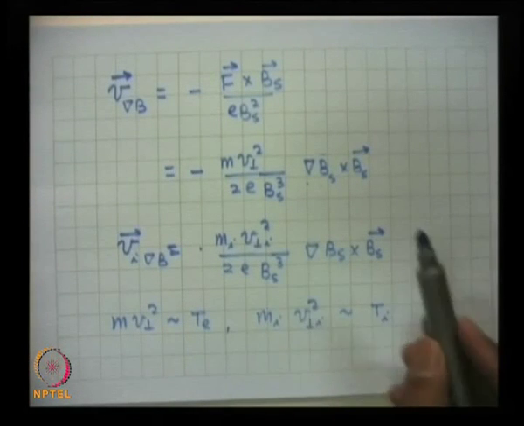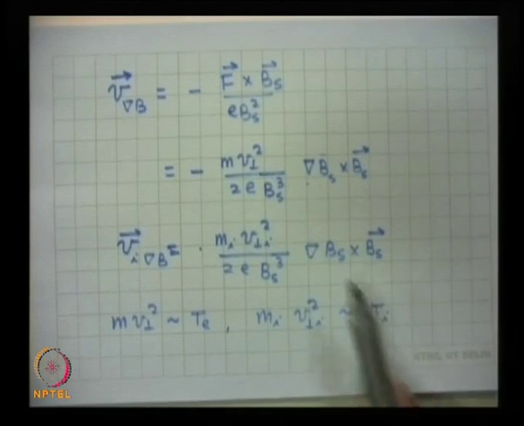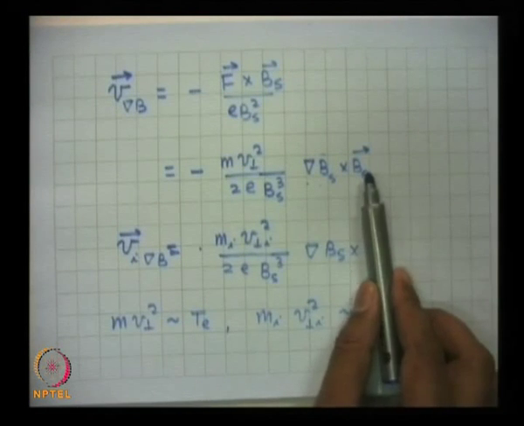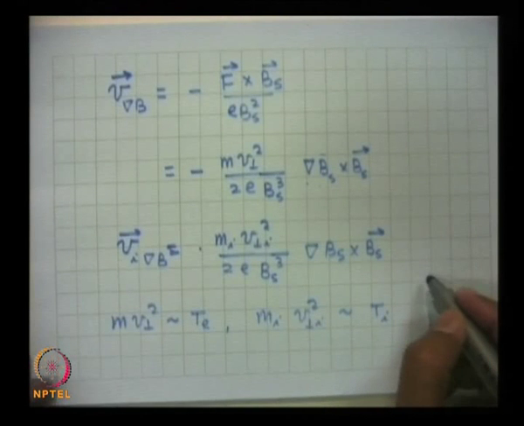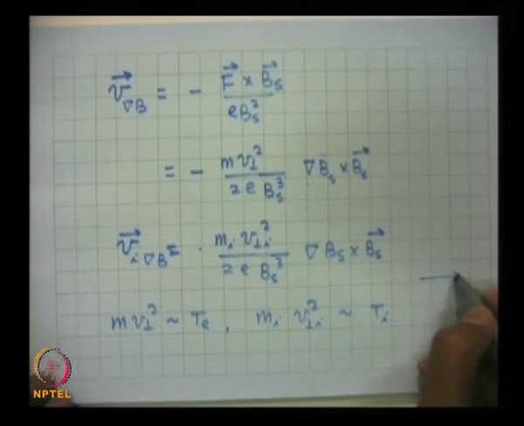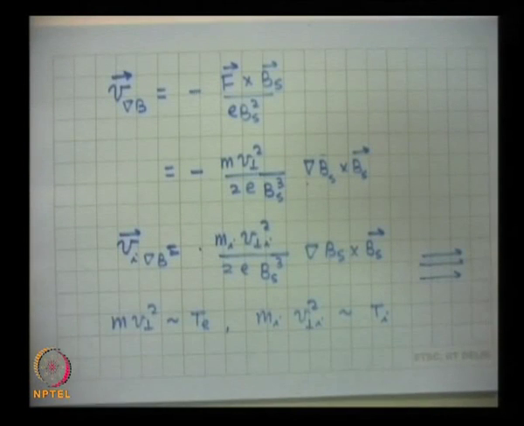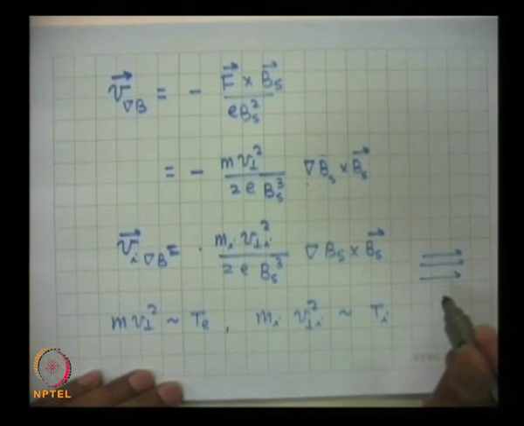And then you may note, if the plasmas have equal or comparable TE and TI, then these two are equal. So electrons go in one direction and ions go in a different direction. As I showed you, if my lines of force were like these, then the electrons will move perpendicular to the plane of this paper, and ions will go downward.